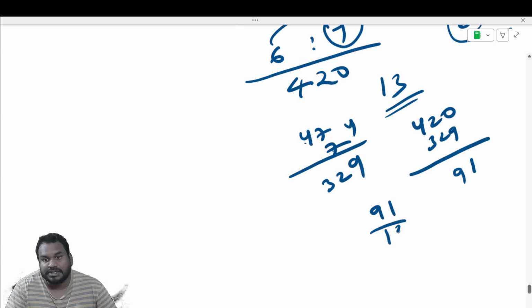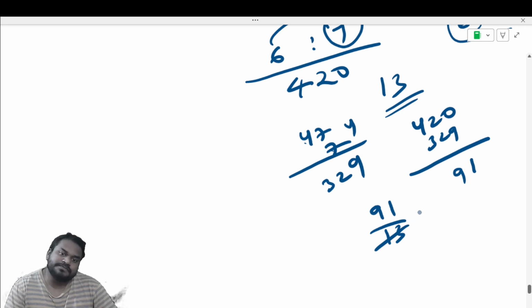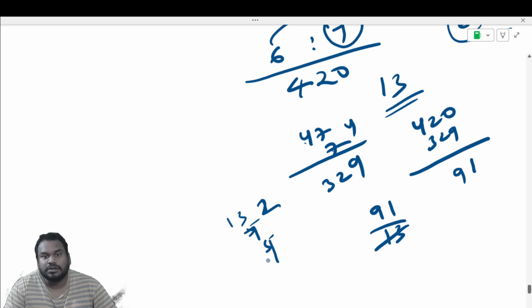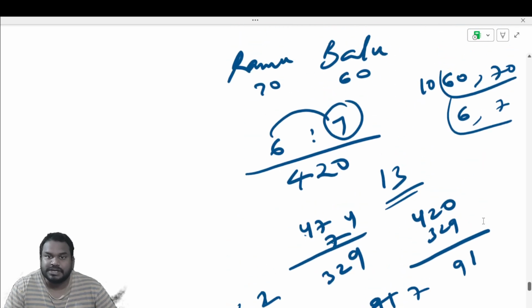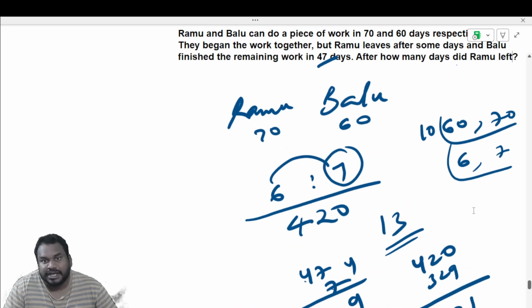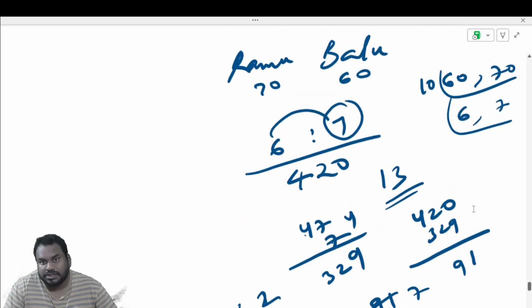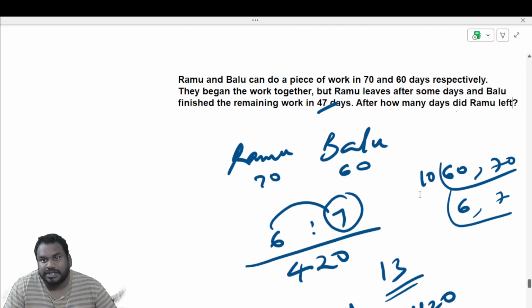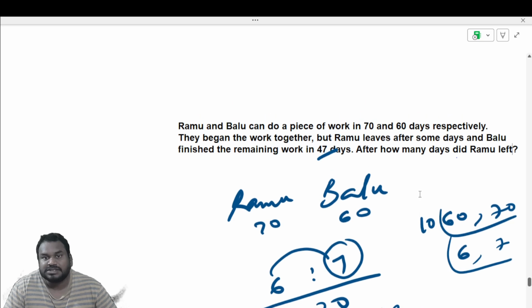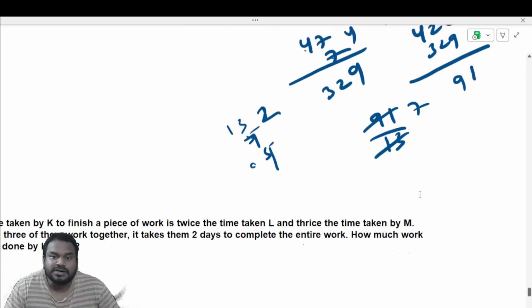So 91 divided by 13. 13 5s are not 91. 13 7s are 91. So 7 times it will go. So 7 days they should work together. So after how many days did Ramu leave? After 7 days Ramu left and Balu completed the remaining work in 47 days. Okay, 7 days is the answer.